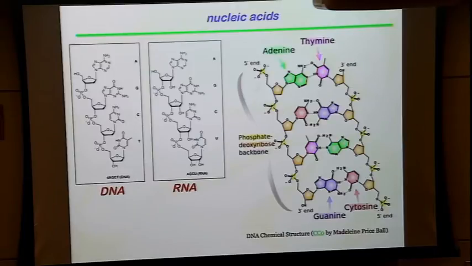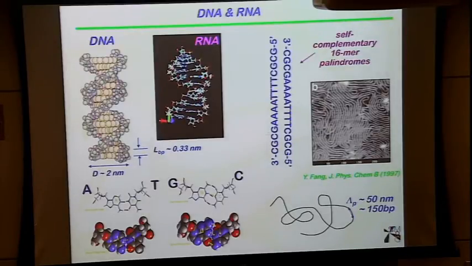But in a chain where you have many of these base pairings going on, then that extra stickiness leads to the possibility of making very strongly bound pairs of these chains. Okay, so this is duplex DNA.